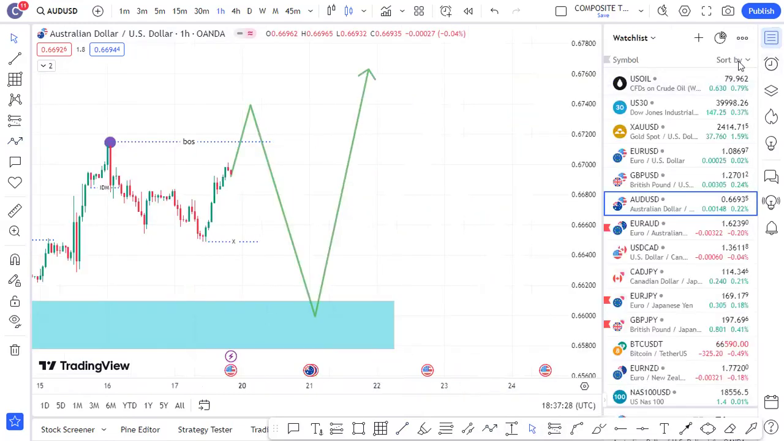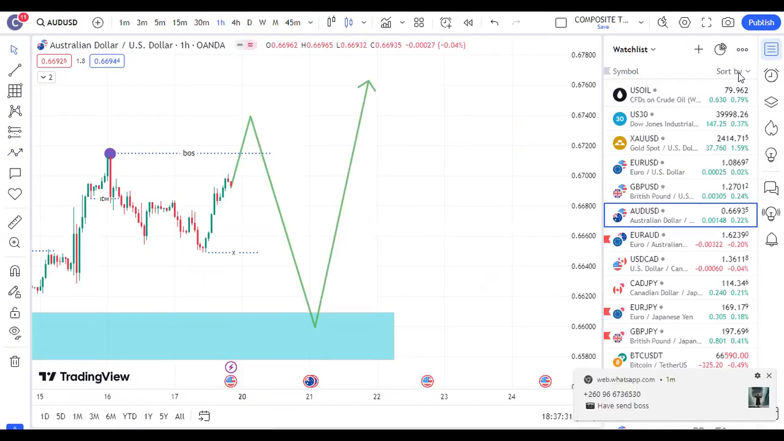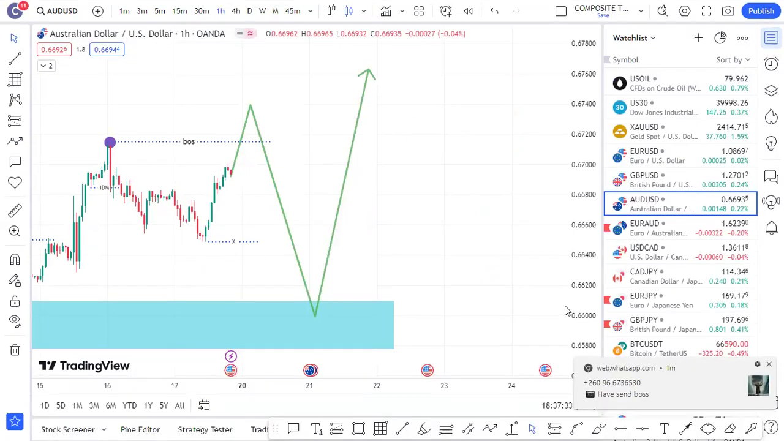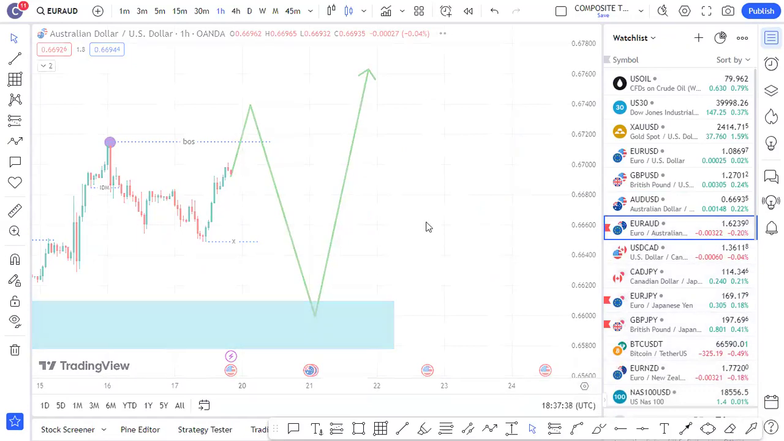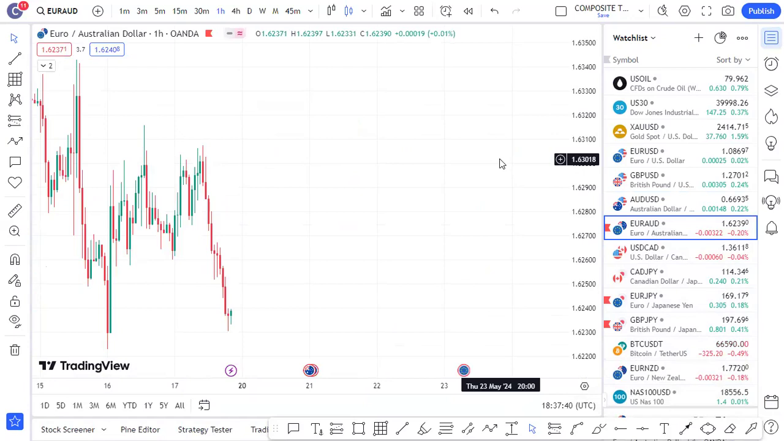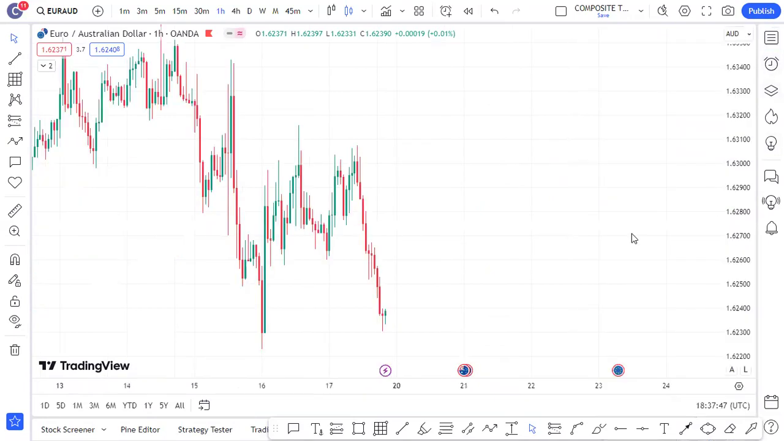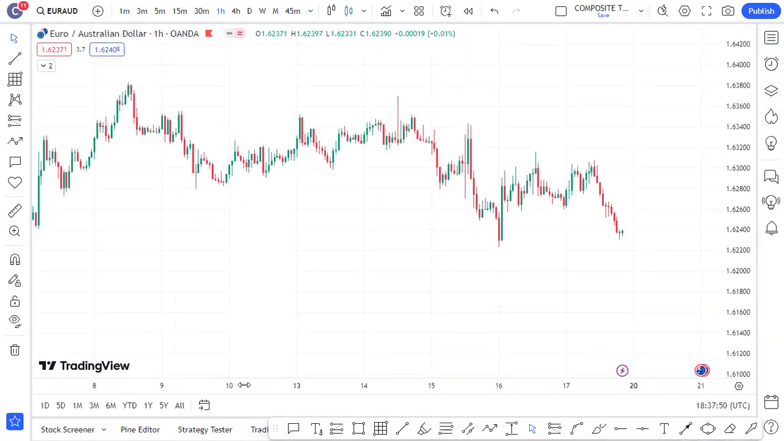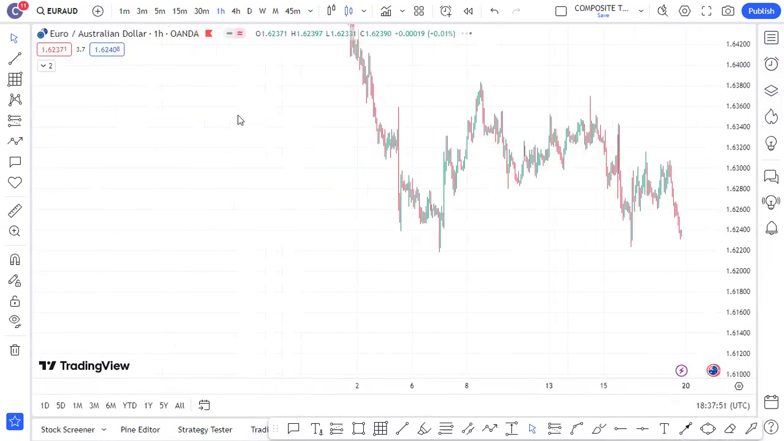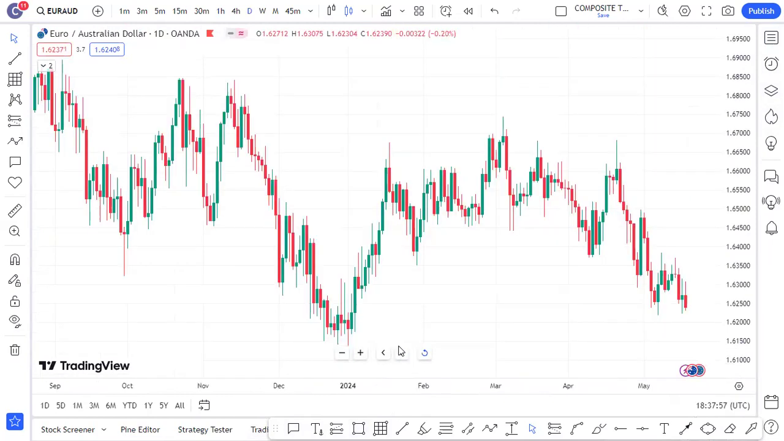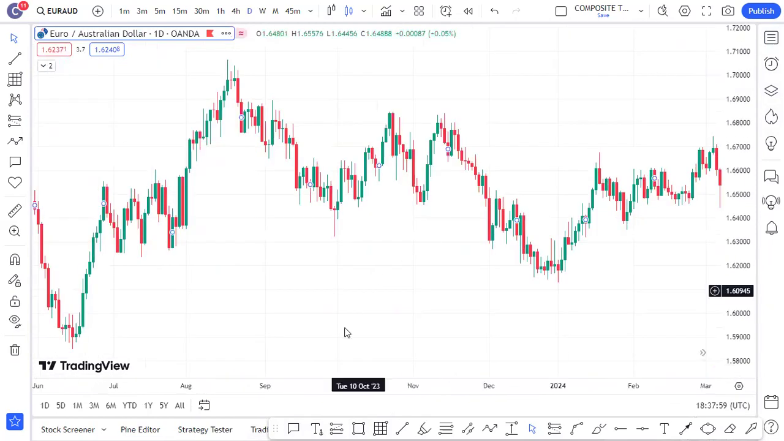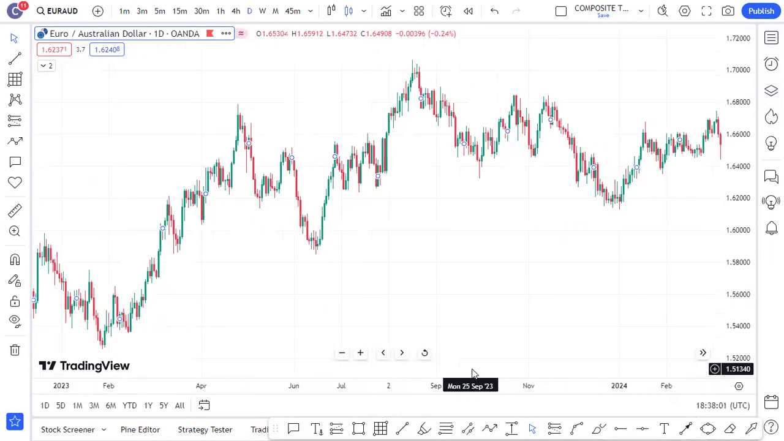And the last pair I want to check right now is EURUSD. EURUSD being the last pair I want to look at. Let's see, EURUSD. Now if we check on the daily time frame, this pair is very, very noisy. Not a good pair to trade, but let's just check.